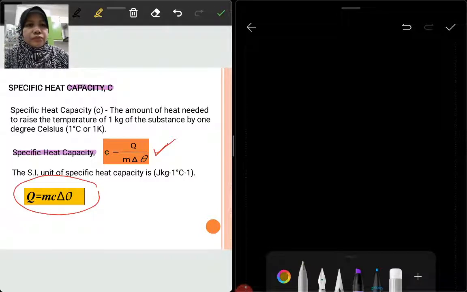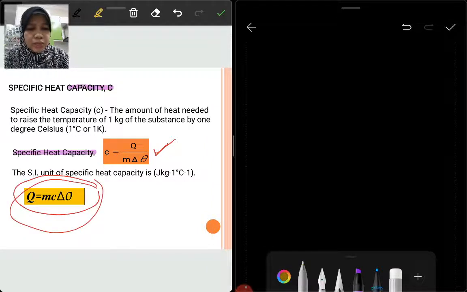Now you have to remember this equation. What is Q, what is m, and small c stands for specific heat capacity, times Δθ, the difference in temperature.